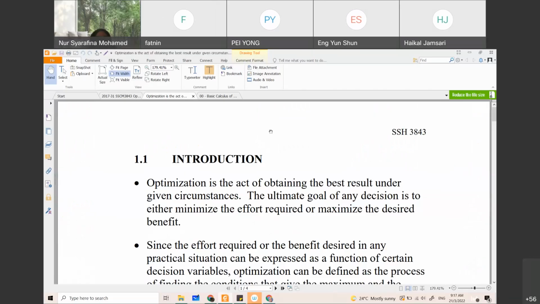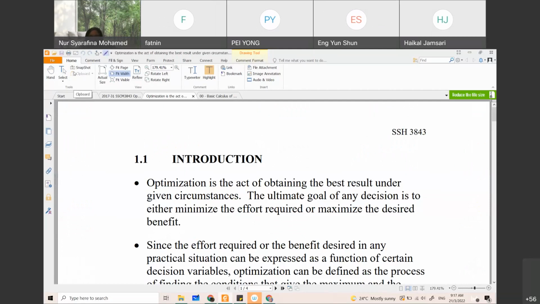So now, what is optimization? Okay, so this course is about optimization methods. So we just have to focus on methods in finding the solution of optimization. So what is optimization? Anyone knows about the definition of optimization? Can anyone share some thoughts of yours?